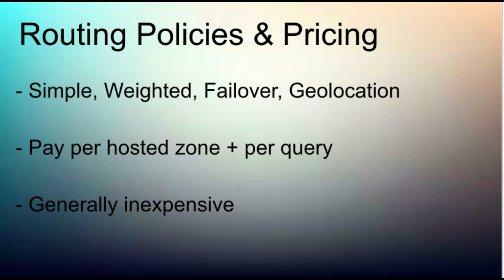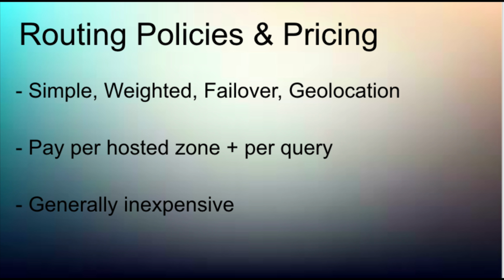There are also different routing policies you can use. Simple routing is just basic. It points the domain to one resource. Weighted routing lets you split traffic between multiple resources, which is useful for testing new versions of your app. Failover routing sends traffic to a backup if your primary goes down. And geolocation routing sends users to different resources based on where they're located in the world.